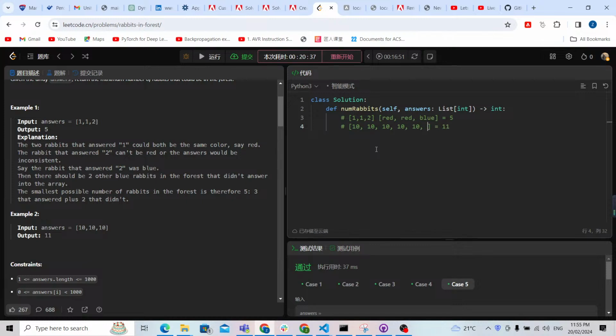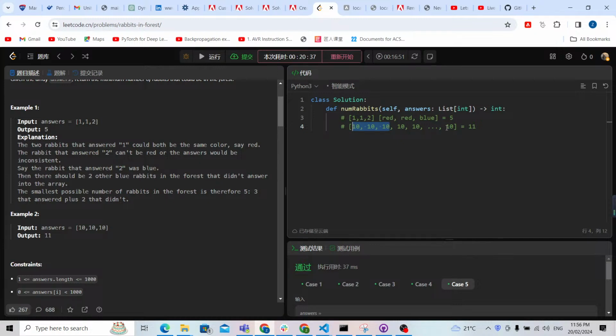The maximum can be how many tens? It can be 11 tens. If there are 11 tens inside of the array, I'm gonna return 11. That means they all know each other. So this is a formula for the case: we're gonna check how many tens.